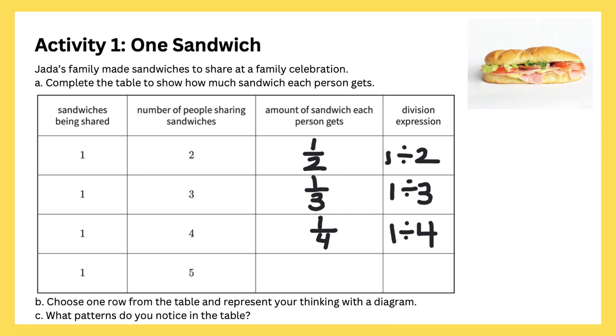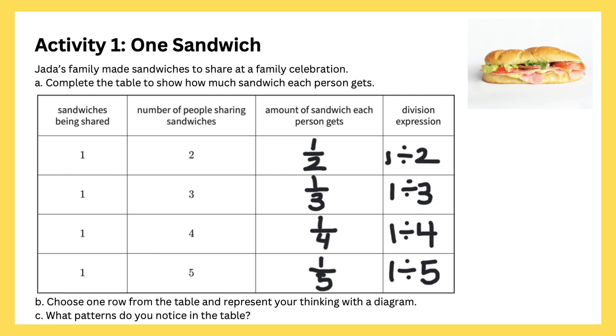And let's take a look at this last one. We have still just one sandwich. I'm not sure how big this sandwich is. And we have 5 as the number of people sharing it. So each person would get 1/5 of the sandwich. And if we wanted to write that as an expression, we have 1 divided by, how many people do we have? 5. 5 people are sharing. So it will be 1 divided by 5.